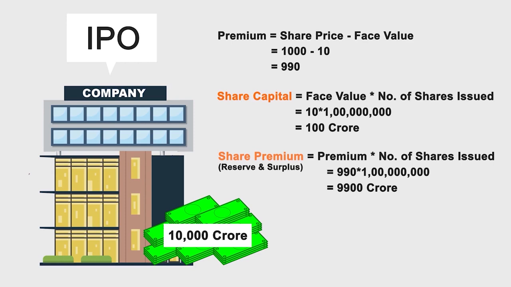Here, the company's share capital will be face value, that is rupees 10, multiplied by number of shares issued, that is 10 crore, is equal to 100 crores. And share premium will be premium, that is rupees 990, multiplied by number of shares issued, that is 10 crore, is equal to 9,900 crores. So, 100 crores will be the share capital and 9,900 crores will be the share premium, which will get included in the company's reserves and surplus.